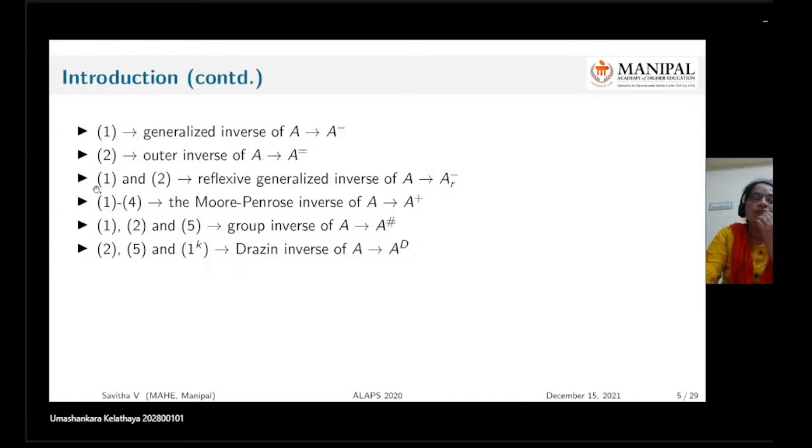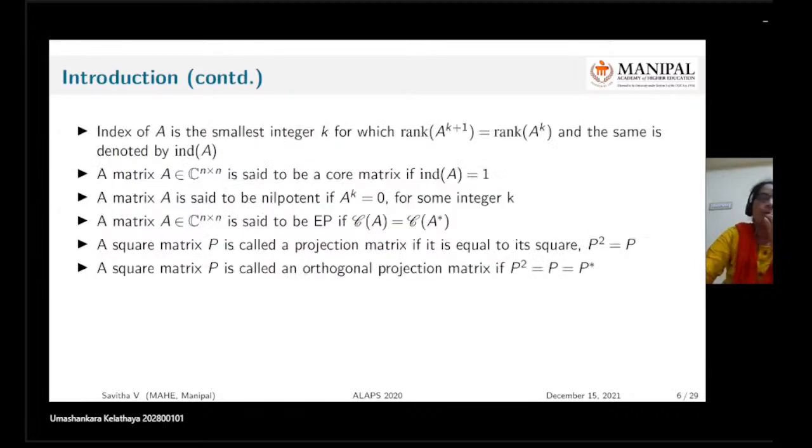The matrix G satisfying conditions 1 and 2 is called a reflexive generalized inverse of A, and an arbitrary reflexive generalized inverse is denoted by A_r minus. The matrix G satisfying 1, 2, 4 is called the Moore-Penrose inverse of A, denoted by A plus. The matrix G satisfying conditions 1, 2, and 5 is called the group inverse of A, denoted by A hash. The matrix G satisfying conditions 2, 5, 1 power k is called the Drazin inverse of A, denoted by A^D. So first we define some basic terms.